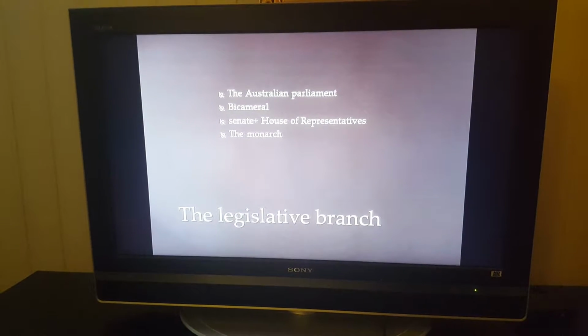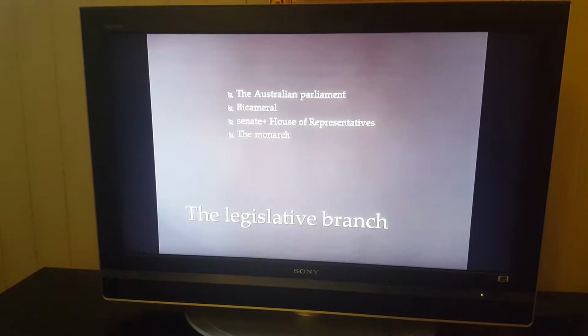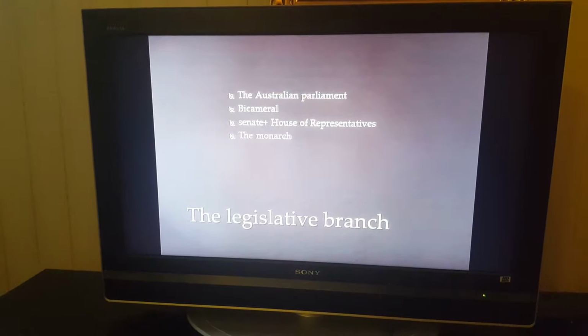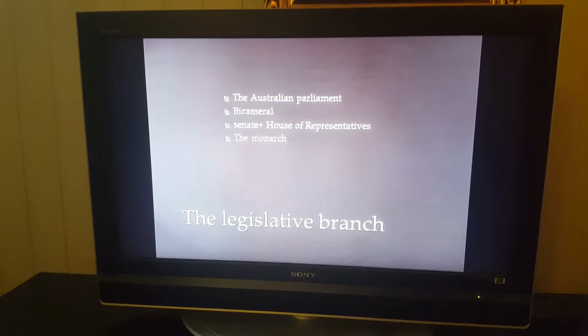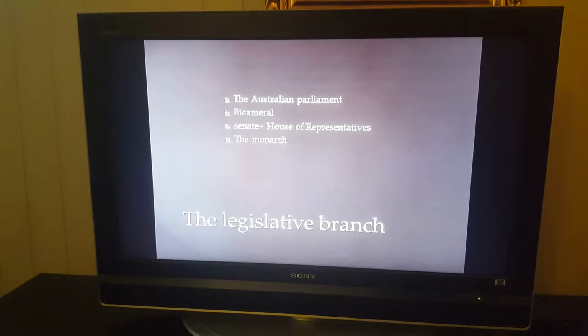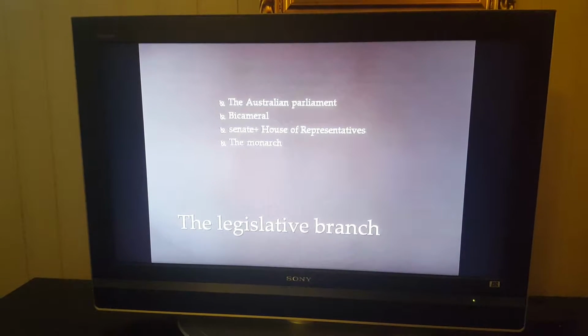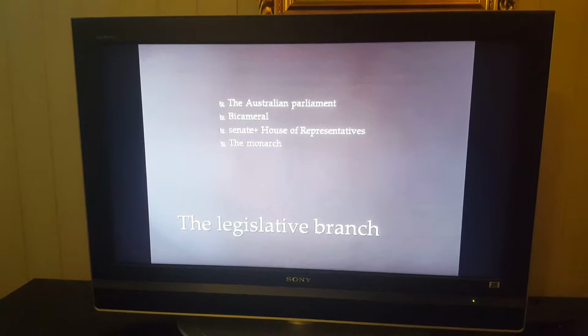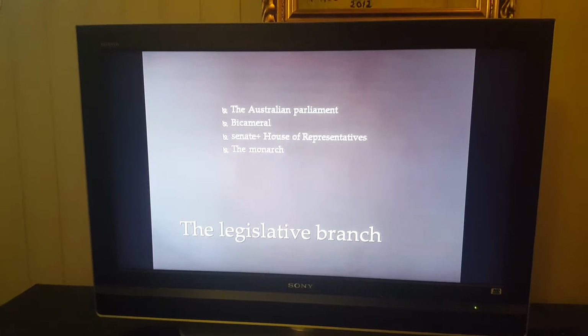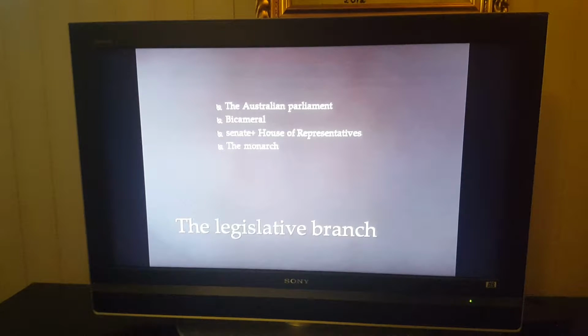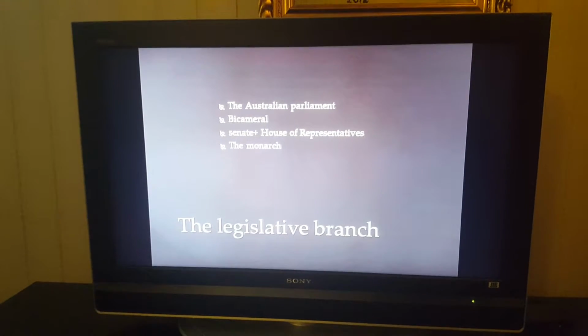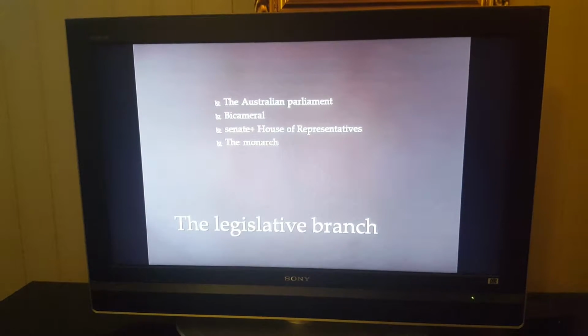I will now look at all the branches of the government, and I will start with the legislative branch. The Australian Parliament, also known as the Commonwealth Parliament, is the legislative branch in the Australian political system. The branch is bicameral, which means that it is divided into 2 houses, just like in England. According to the first section of the Australian Constitution, the Parliament consists of the monarch and the 2 houses, the Senate and the House of Representatives.